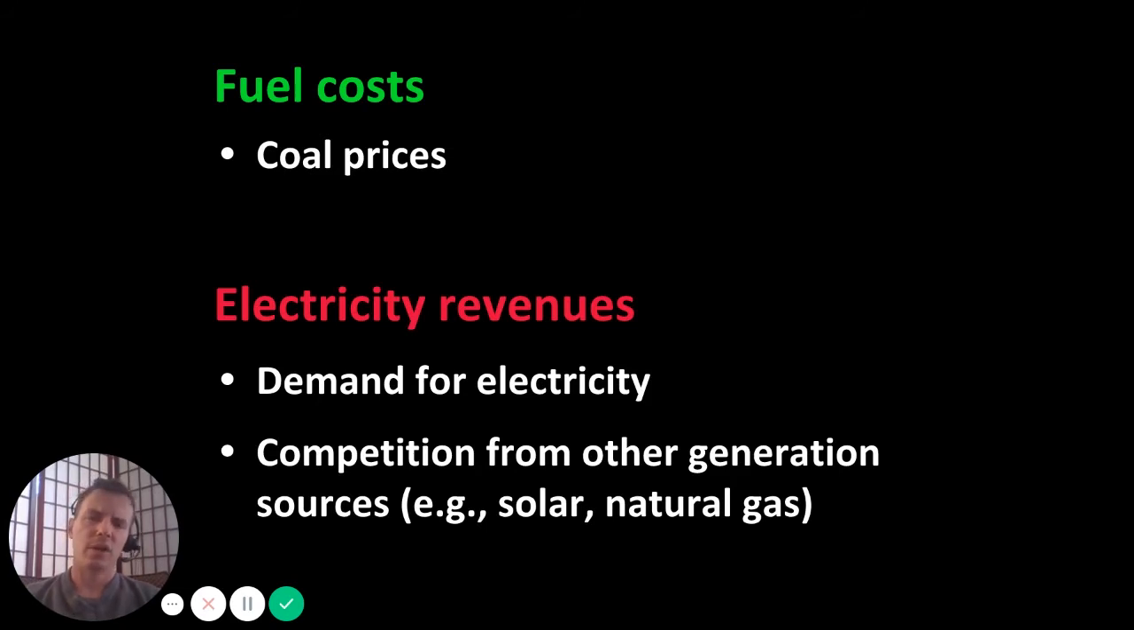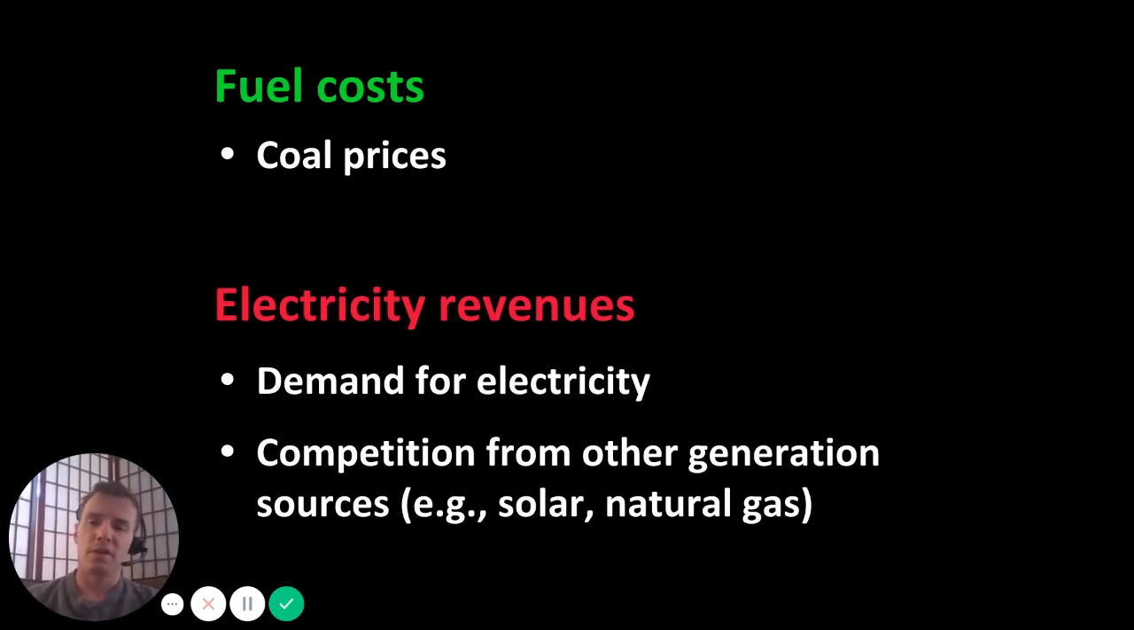Fuel costs. What if the cost of coal increases during the lifetime of this power plant? That could also impact the net present value of the project, as well as electricity revenues. Remember, we assumed that it was selling about $42 million worth of electricity every single year, and that was an important part of our calculation of the plant's annual profits. But that might not actually be the case in the future.